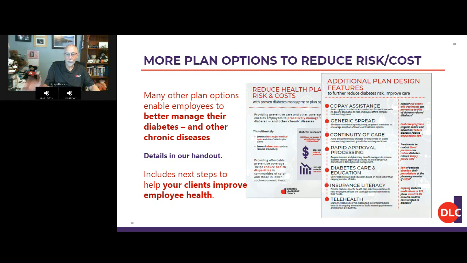Generic spread. Hopefully people know what that is, but a generic spread happens when the cost to the plan of a drug is less than what we're charging the people for it. So a real simple example is in a common diabetes drug called metformin. Metformin is like $4 a month at Walmart, generic. You can buy it, it's not over the counter, but you can buy it at Walmart for $4. Almost any pharmacy, cash price $4.